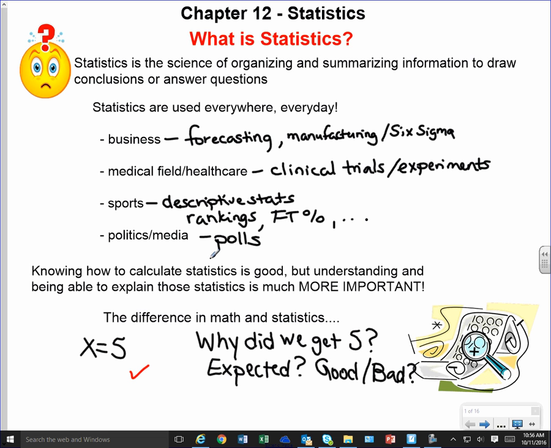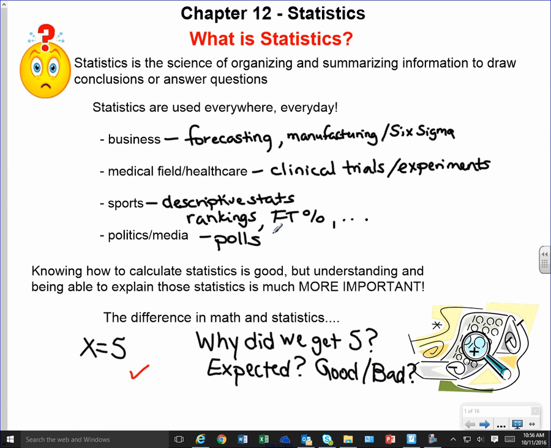So, like I said, even if you're not actually calculating statistics, like if you're not in the forecasting department or you're not doing some sort of clinical trial, you still are probably hearing statistics every day. And so what we want to learn is how to understand them, how to think about what they're telling us, because we don't want to just accept whatever they tell us on the news every night. You shouldn't just hear them say, oh, this poll said this, so that must be true.